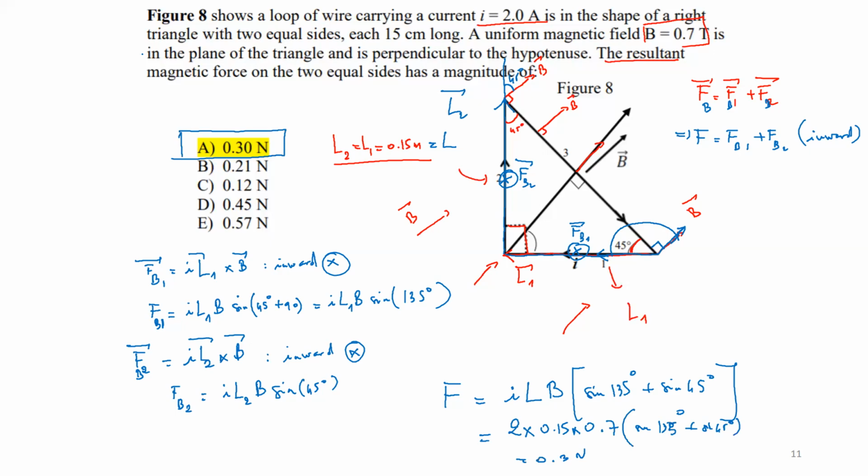Okay, so that's the resultant magnetic force acting on the two equal sides. Now, what do you think? What about the magnetic force acting on the hypotenuse? Let me call it FB3. Of course, it will be I L3 cross B. Okay. I L3 cross B. So in magnitude, it will give me FB3.